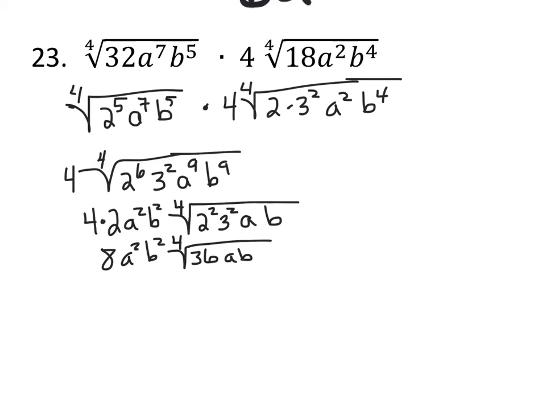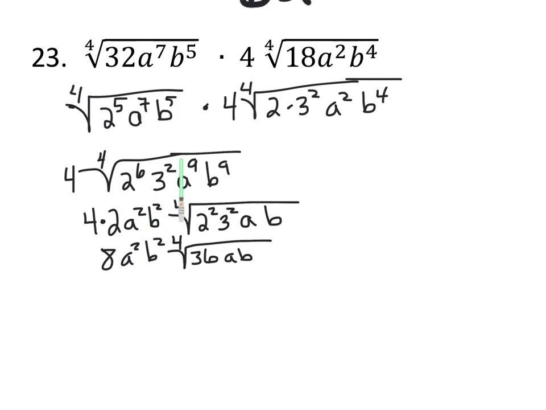All right, so what I've done is I've found my prime factors, and I went ahead and multiplied these two radicals together. So when you multiply these two radicals together, you just add these exponents. So 2 to the 5th times 2 is 2 to the 6th. A to the 7th times a squared is a to the 9th, and b to the 5th times b to the 4th is b to the 9th. And of course, I also have my 3 squared.